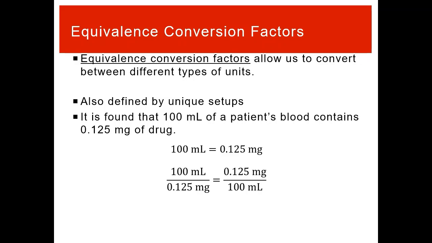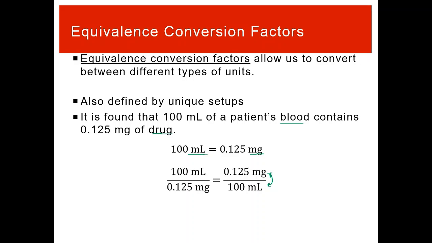So for example, it's found that 100 milliliters of a patient's blood contains 0.125 milligrams of drug. That allows you to do a relationship. 100 milliliters of blood contains 0.125 milligrams of drug, right? So in this case, not only do you have a specific relation between different types of measurements, volume and mass, it's particular volumes of something. It's a volume of blood and a mass of drug. And because those are equal to each other, you can then use that relationship to develop your conversion factor. You can go from milliliters to milligrams or milligrams of drug to milliliters, right?